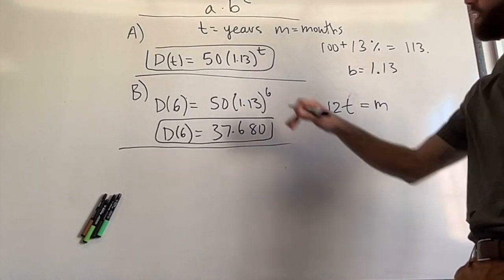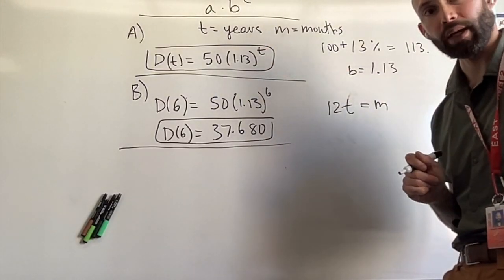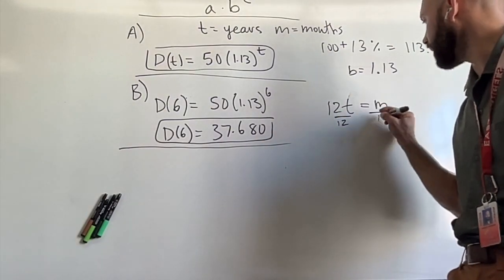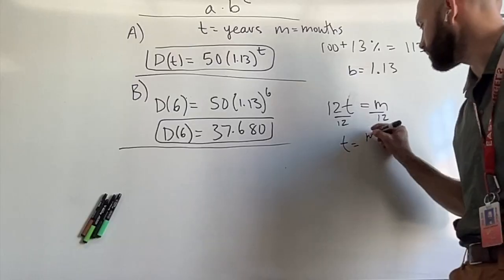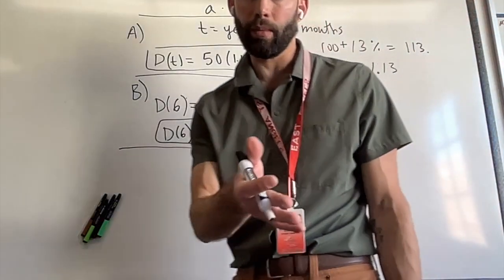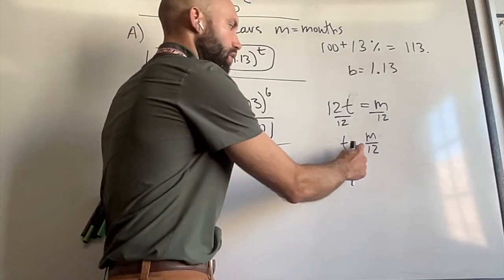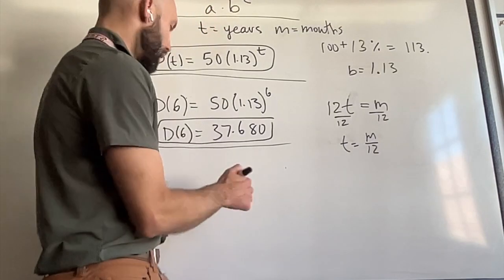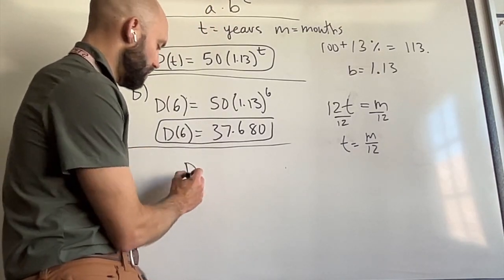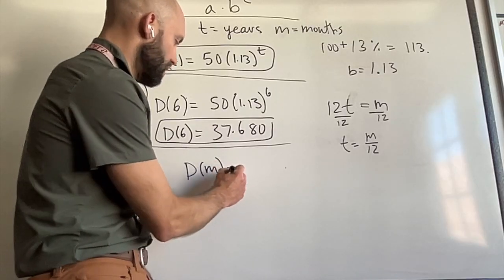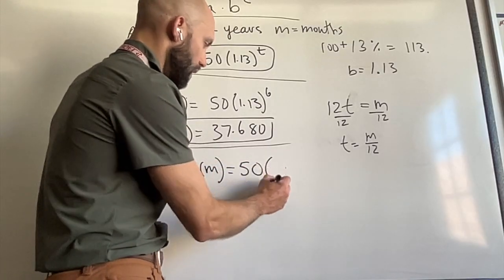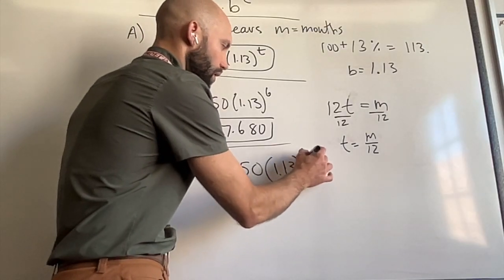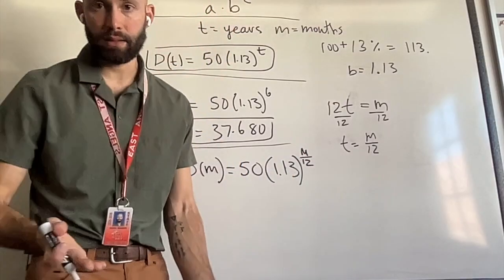But here's the thing. The equation you're solving by plugging in T. So I got to get rid of this, isolate my T, because if you think about it, the number of years is equal to the number of months divided by 12. 24 months divided by 12 is 2 years. So we've got m over 12 is how you'd write t in months. So when I write my equation, it would be d of m, m is months, is equal to 50 times 1.13. And then instead of putting t, you would say months divided by 12. And that's a great answer.